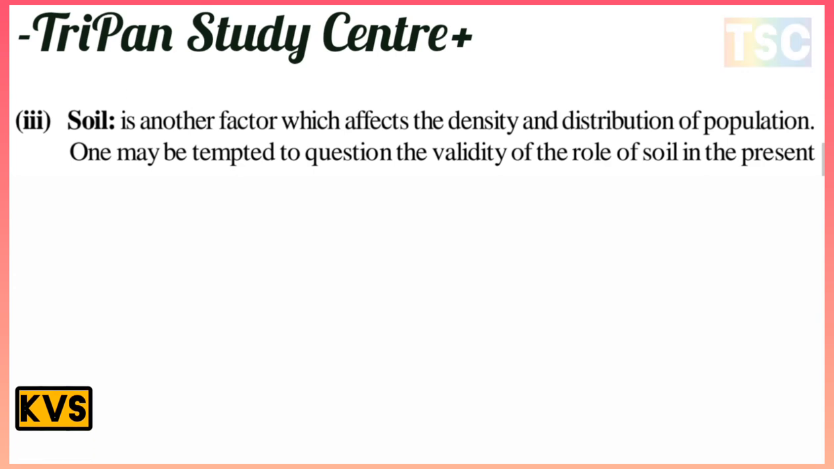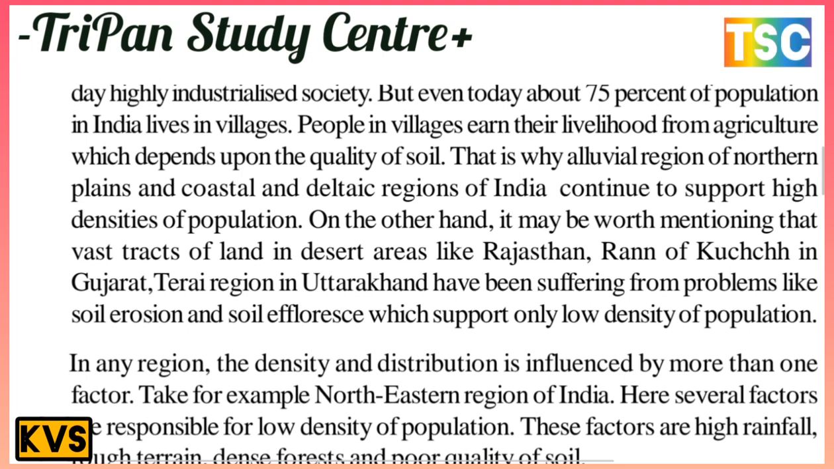One may be tempted to question the validity of the role of soil in a present-day highly industrialized society. There is a highly industrialized society, but even today about 75% of the population in India lives in villages. People in the villages earn their livelihood from agriculture, which depends upon the quality of soil. That is why the alluvial region of the northern plain and the coastal and delta region of India continue to support a high density of population.